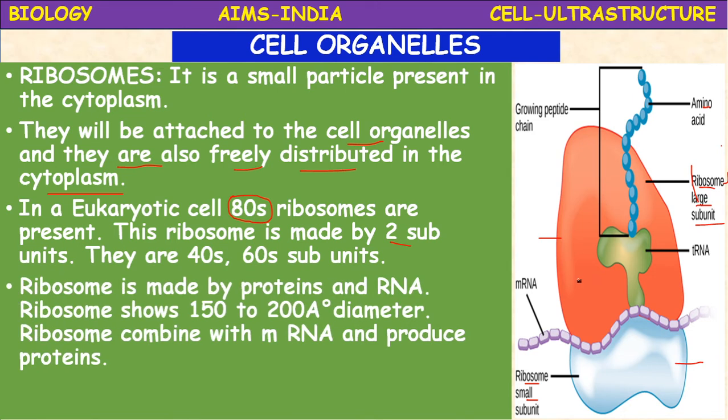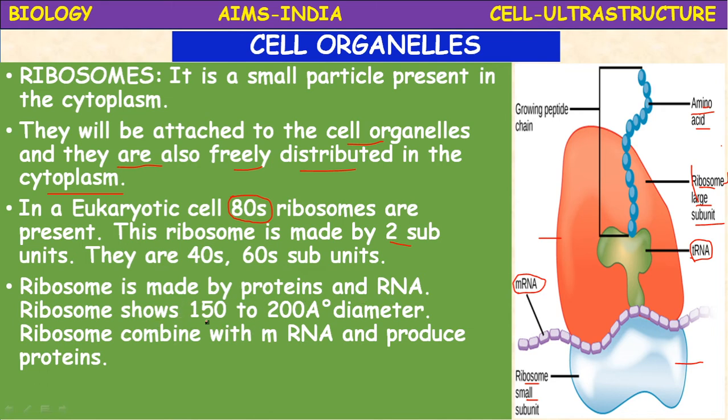The ribosome is made of proteins and RNA. Proteins are nothing but amino acids, a growing peptide chain. The RNA is in the form of tRNA and mRNA. mRNA means messenger RNA. tRNA, transfer RNA, helps in protein synthesis. So the ribosome is made up of proteins and RNA.